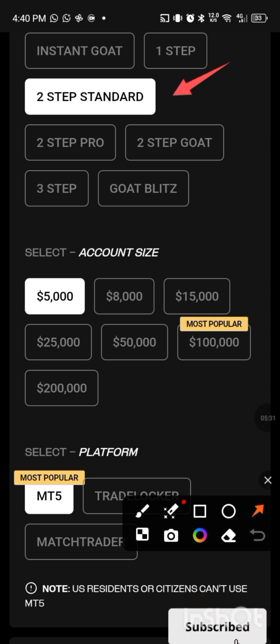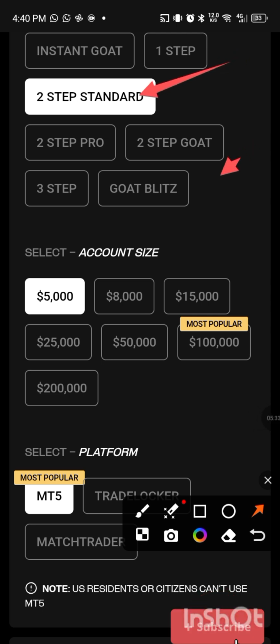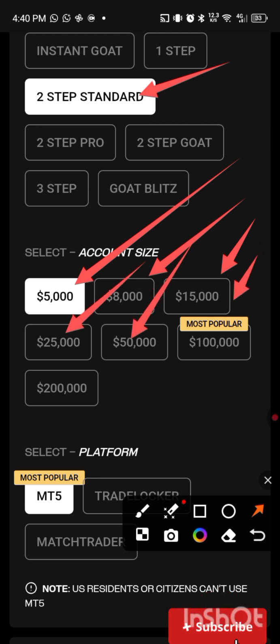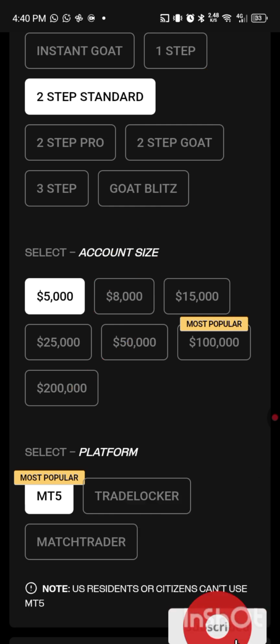The first step is you click on the two-step. Second step, if you are buying for $5,000, this is $5,000. This is $8,000. This is $15,000, $25,000, $50,000, $100,000, and $200,000. See, this is how people are buying accounts. You can see some people have $10,000 in their forex account. This is where they are buying the challenge, buying accounts which they use to trade their money.